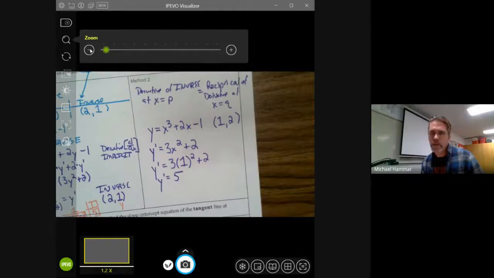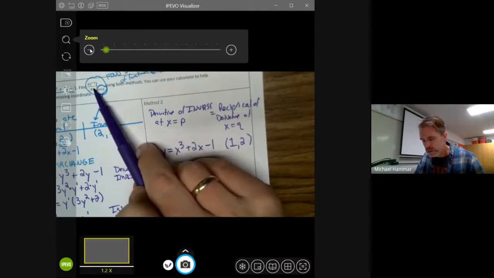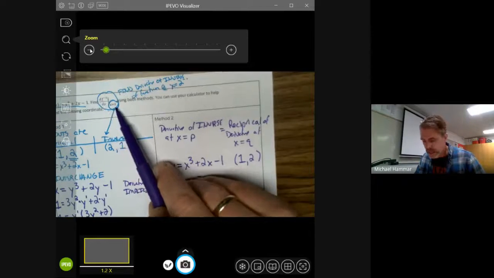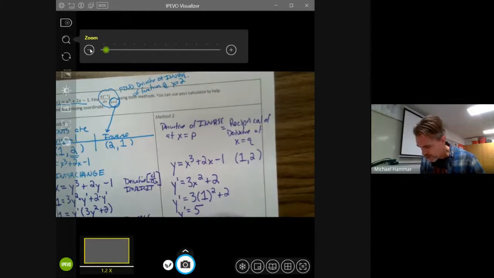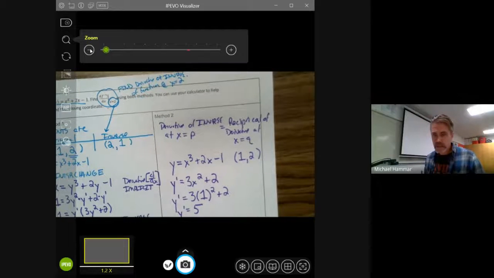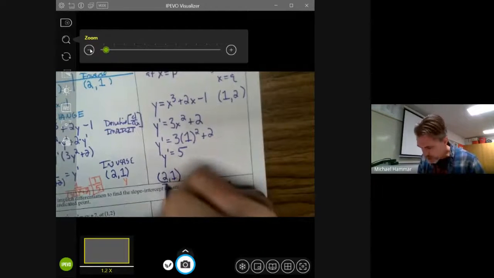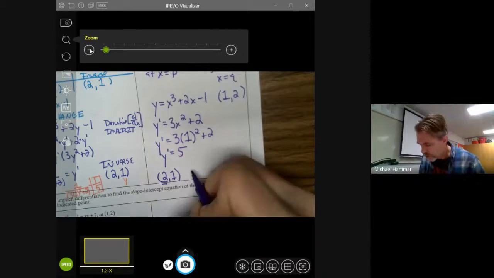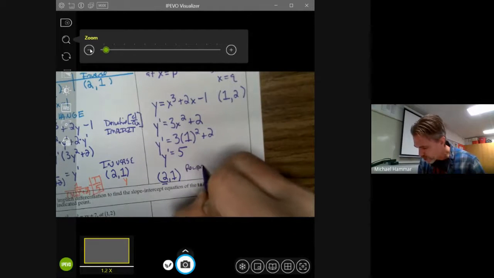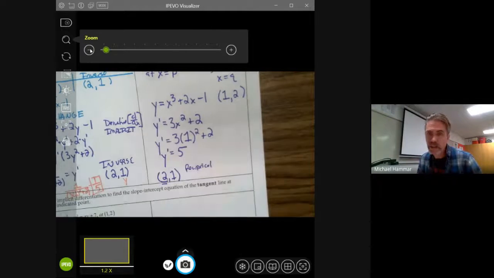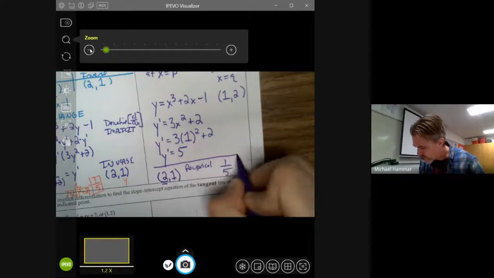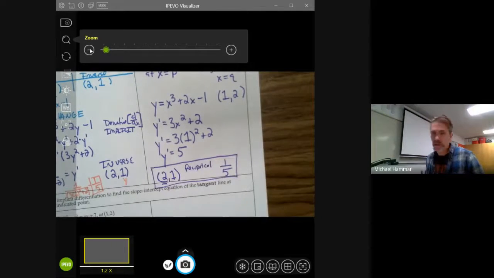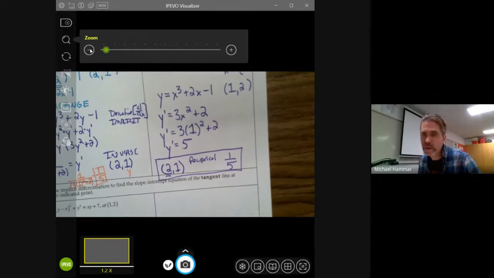Now, here's the thing though. It's asking you for the derivative of the inverse at x equals 2. Remember, the inverse point is 2, 1, so our x is 2. So what we do is we just take the reciprocal of the original derivative, which is 1/5. So this is our final answer. At 2, 1, the reciprocal is 1/5, and that's what our slope is.